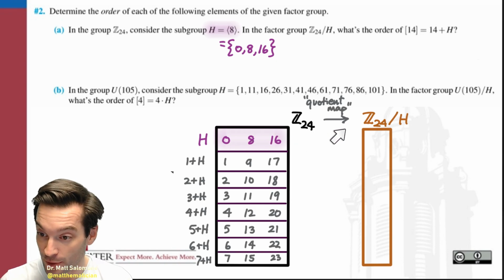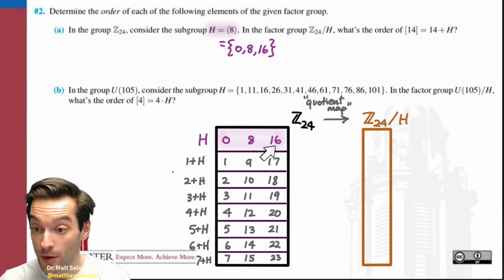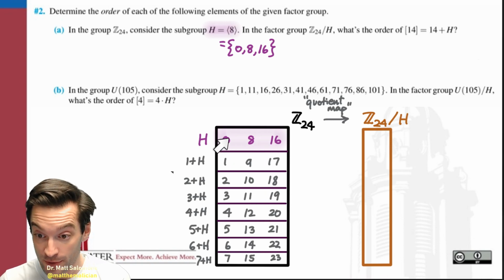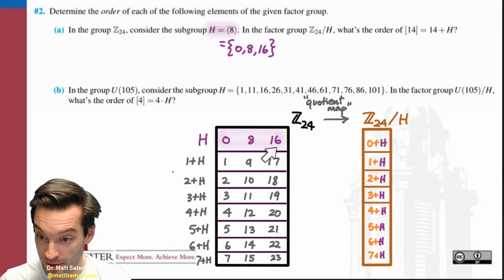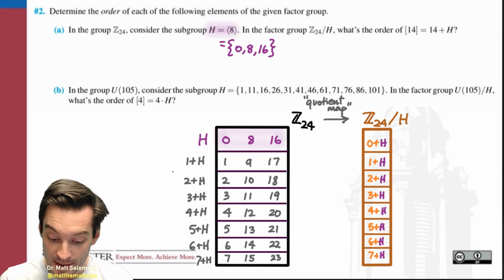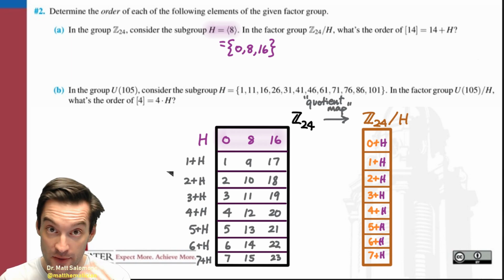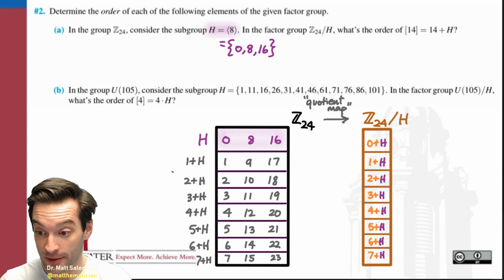The factor group is going to have one element for each of the rows of this original table. So each of these rows that originally had 3 elements in Z24 is just getting squished down into a single element of the factor group. 0 plus H now becomes an element rather than a set. 1 plus H becomes an element instead of a set, and so on. And so I know, just based on this picture, I now have a nice visual for what the factor group Z24 mod H looks like.